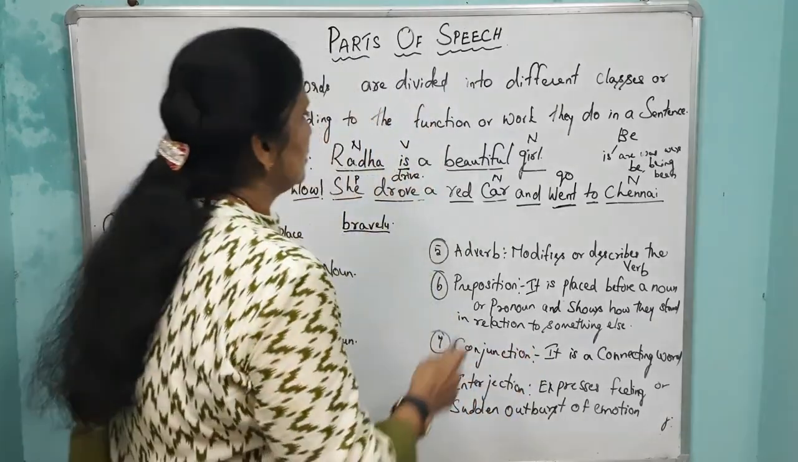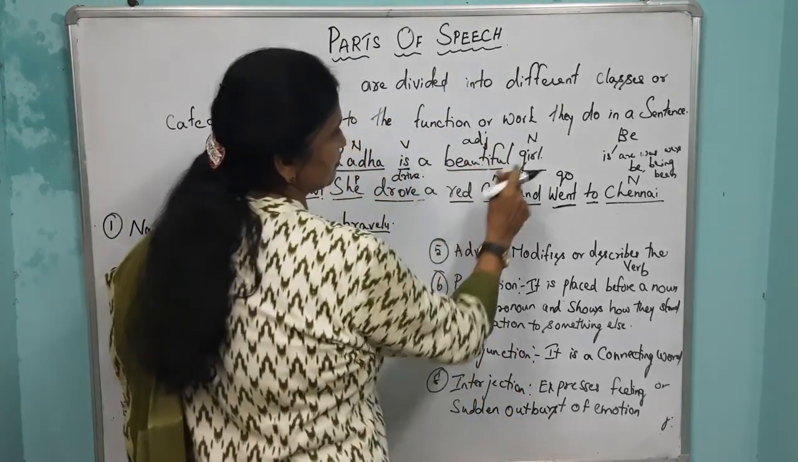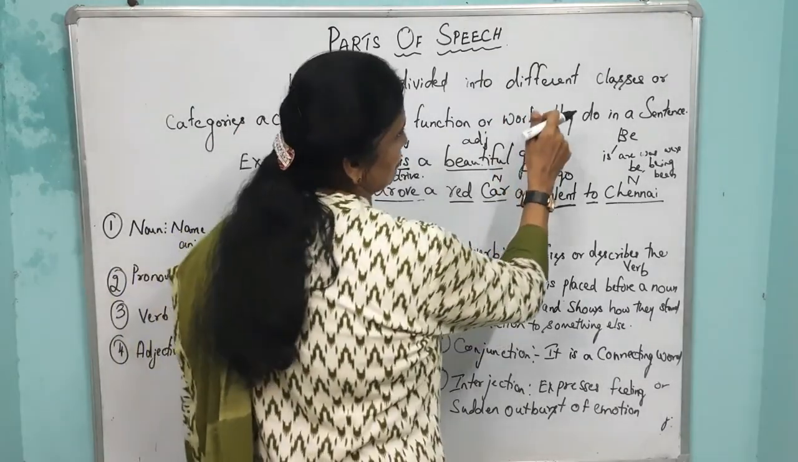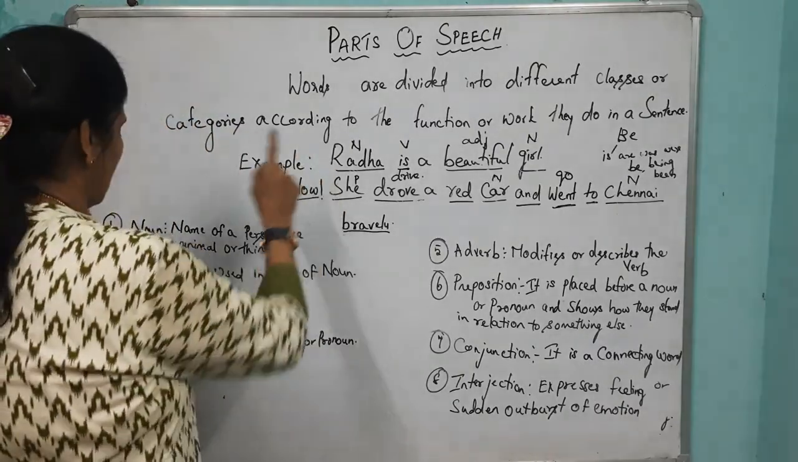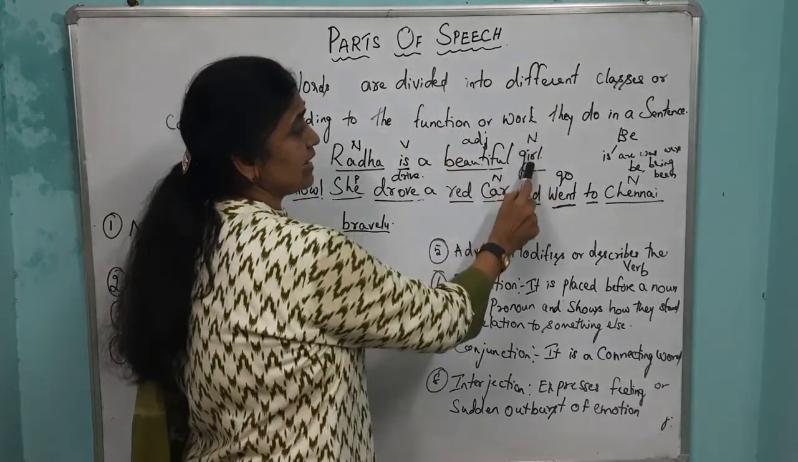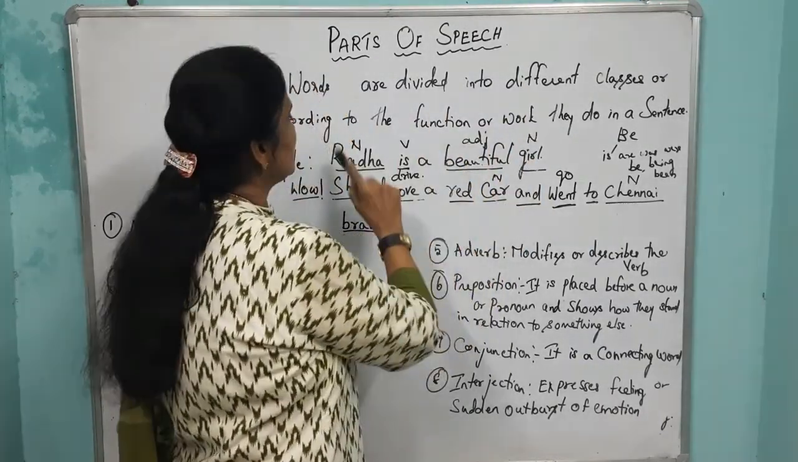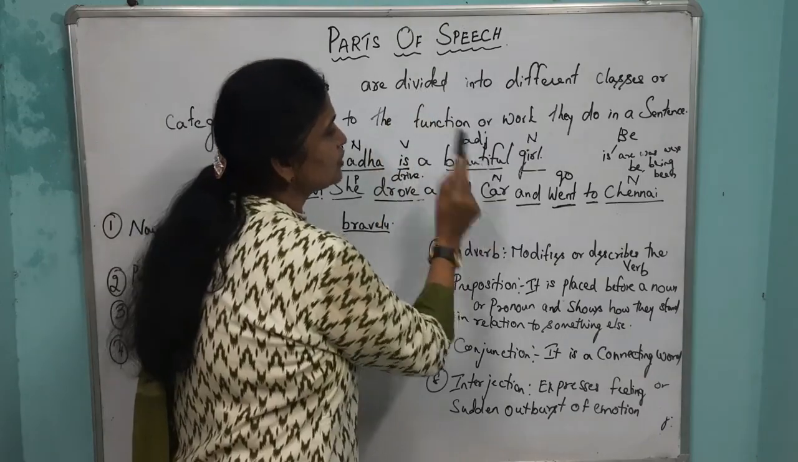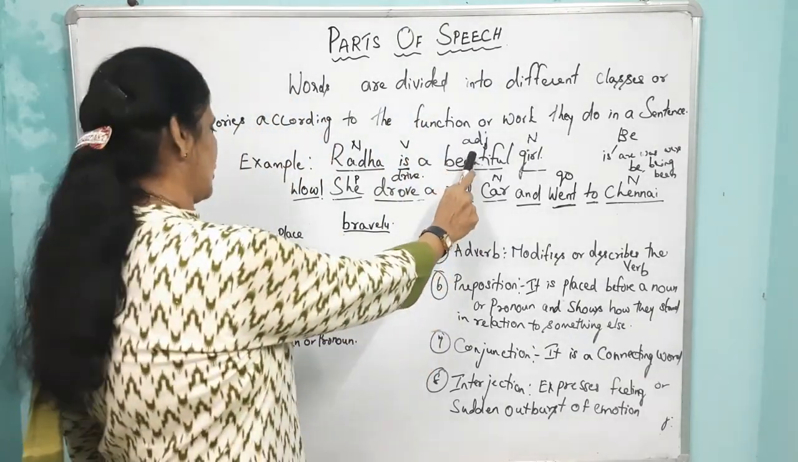So beautiful is an adjective because it gives some information about the noun girl, and that in turn is Radha. So the adjective beautiful is describing the girl, that is Radha. How is Radha? She is beautiful. She is a beautiful girl. Got it? So that is an adjective.